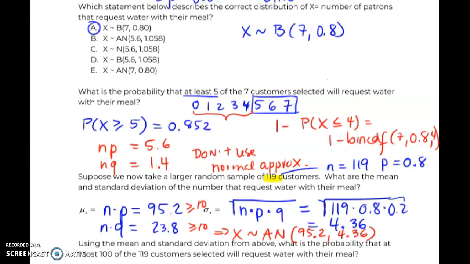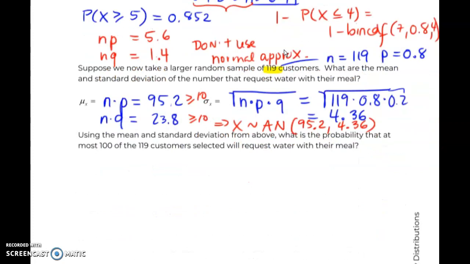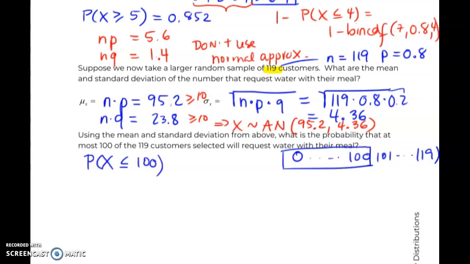So we can use that in order to find the probability for our last part. It says, using the mean and the standard deviation from above, what's the probability that at most 100 request water? At most 100 would be just from 0 to 100, including 100. So that would be X is less or equal to 100. And we can do this with or without continuity correction. So we're just going to use that normal approximation.